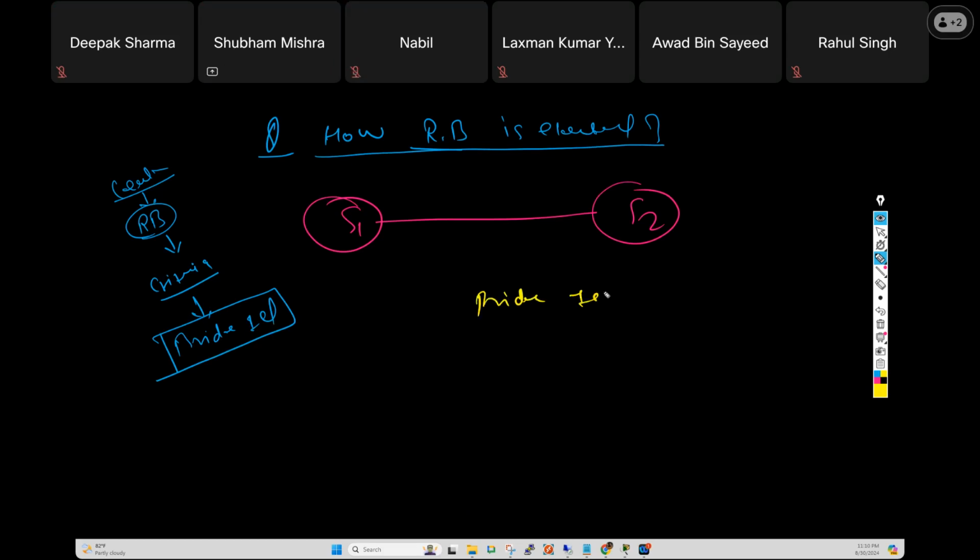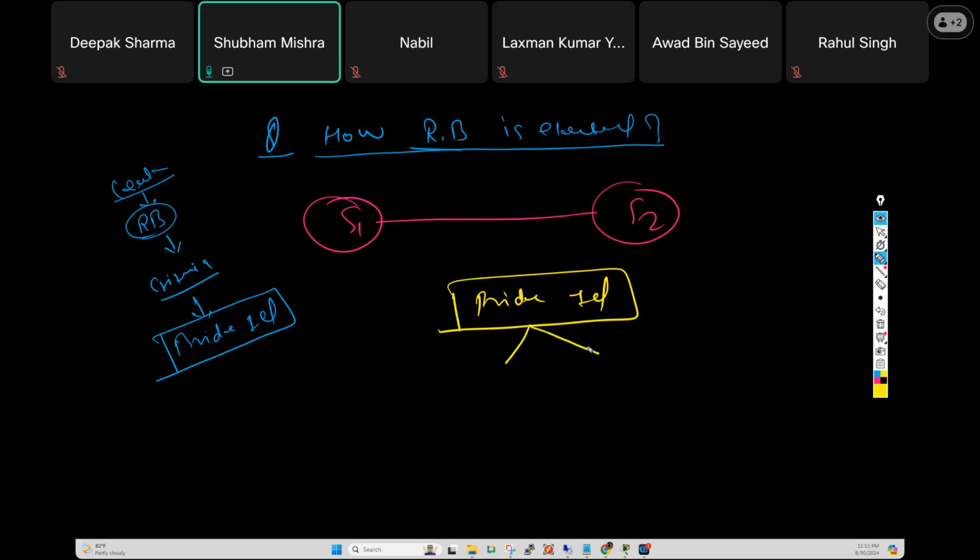Now the thing is, guys, Bridge ID. Between those two switches, the election will happen on the basis of Bridge ID. Now we have to understand what a Bridge ID is. See, Bridge ID is made up of two things. And one more thing: the size of Bridge ID is 8 bytes.